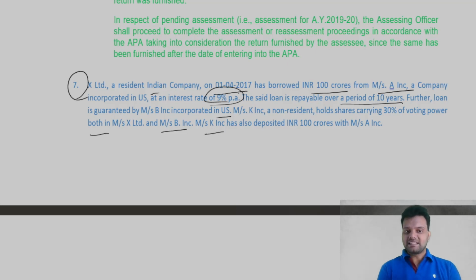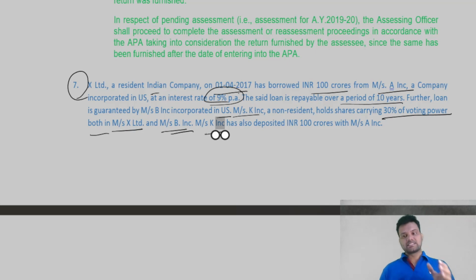And KINC, another company, a non-resident, holds shares carrying 30% of voting power both in X Limited and BINC. So X Limited is an Indian company and BINC is another company. In both the companies, KINC has a 30% stake. KINC also deposited 100 crores with AINC. Whether this falls under section 94B provisions or not.